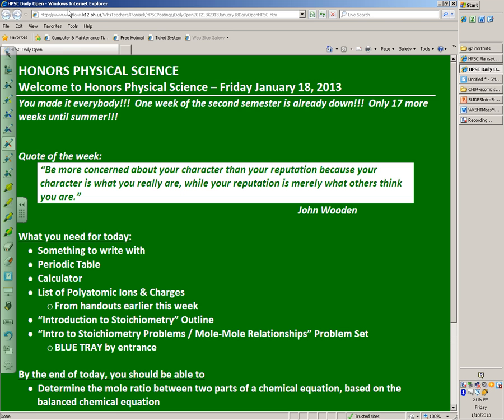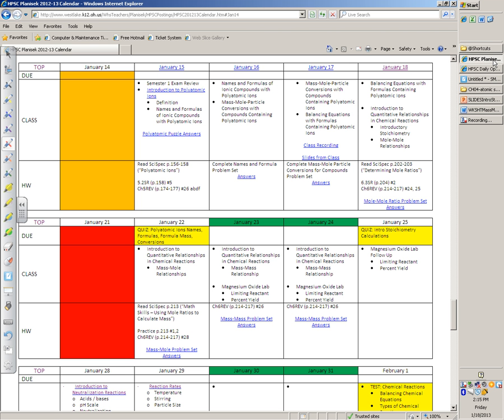But first, calendar. So if you're watching at home, you don't get the zoom in effect, but you guys, that's the benefit of being here, you get the zoom in effect. Right? So, as far as this week goes, Monday we didn't have school. Tuesday we introduced the idea of polyatomic ions and what they were.